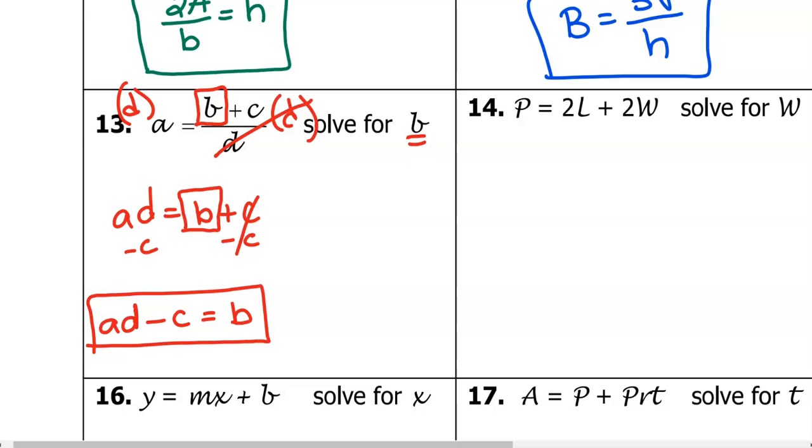We good? So that one had the multiplying by the denominator, like our other ones did. This time we subtracted something over instead of divided something over.